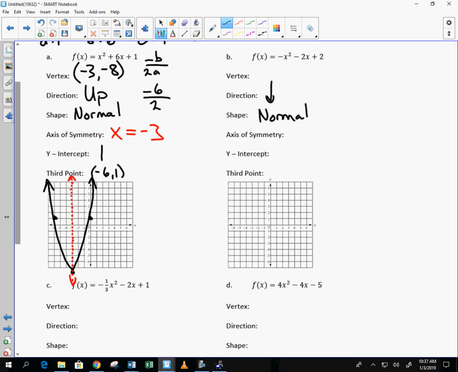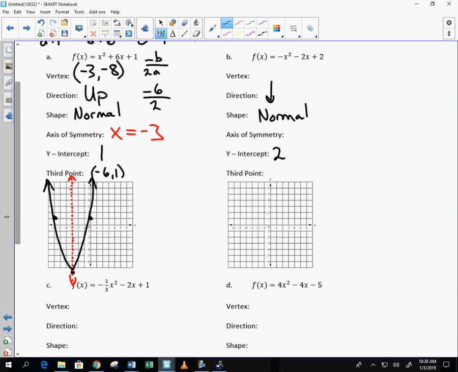There's another one up here that's really easy to find. What is it? What is the y-intercept? Yeah, it's just this number on the end there. Look, we've already found half of them right here, right? That was pretty good. So how do we find the vertex?